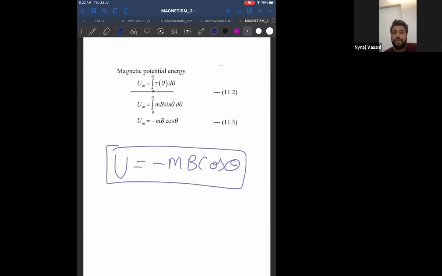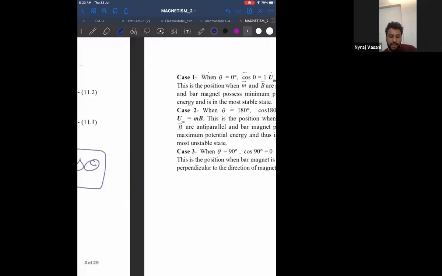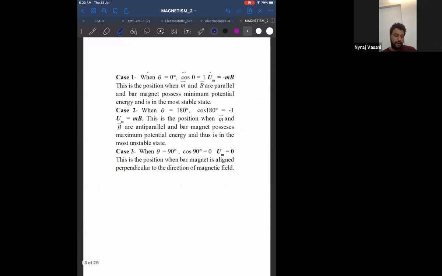Now, from this second module, you have learned two formulas. The first formula that you have learned is torque. What is the formula for torque? MB sin theta. And what is the formula for internal magnetic potential energy? Minus MB cos theta. Okay, now I will write the formula over here: U is equal to minus MB cos theta.